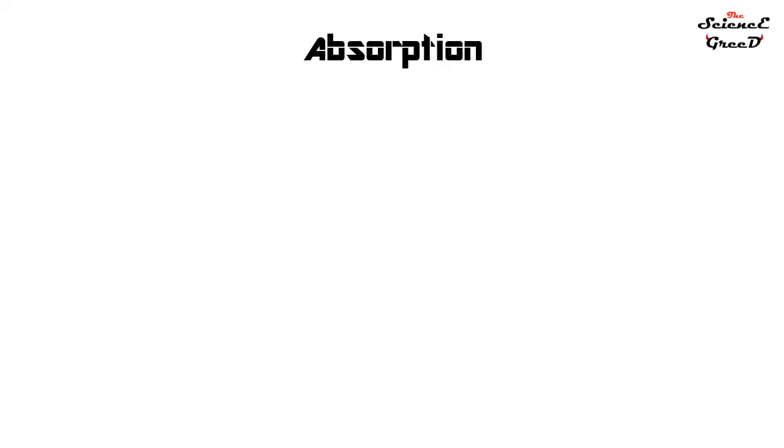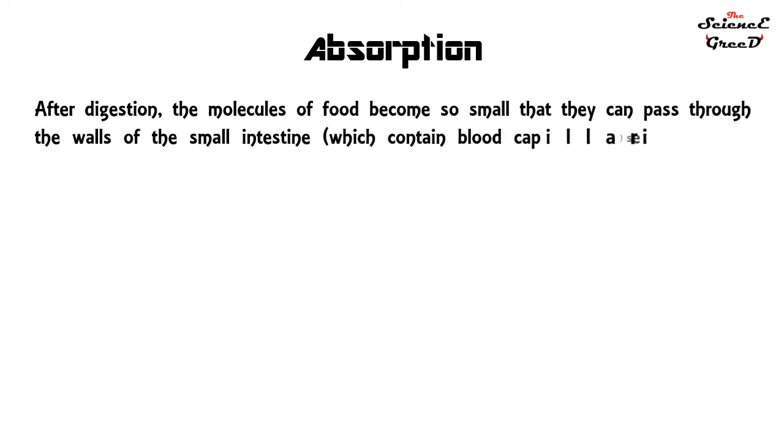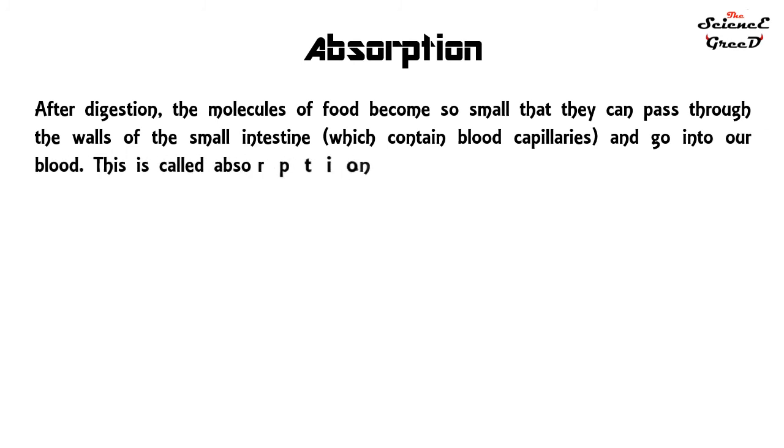Absorption. After digestion, the molecules of food become so small that they can pass through the walls of the small intestine, which contain blood capillaries, and go into our blood. This is called absorption. The small intestine is the main region for the absorption of digested food. In fact, the small intestine is especially adapted for absorbing the digested food.